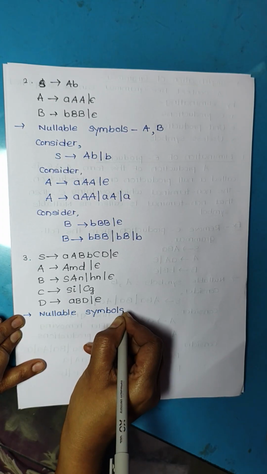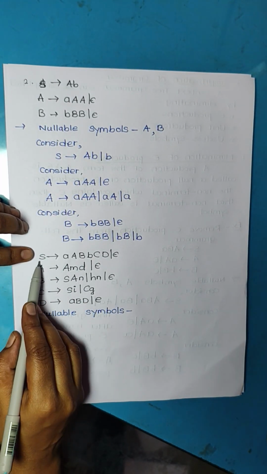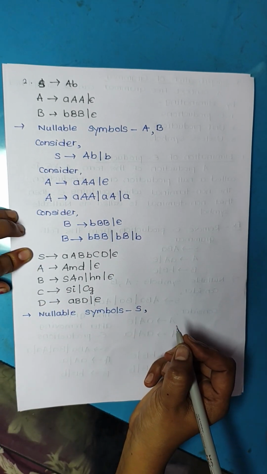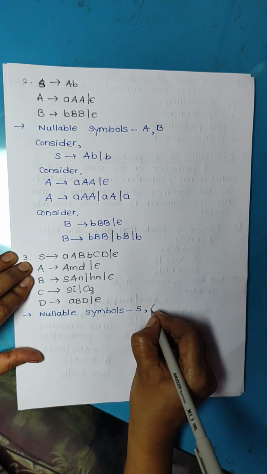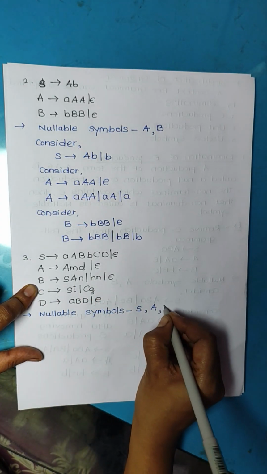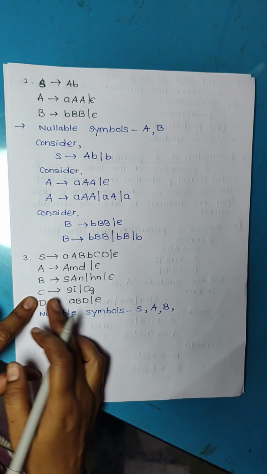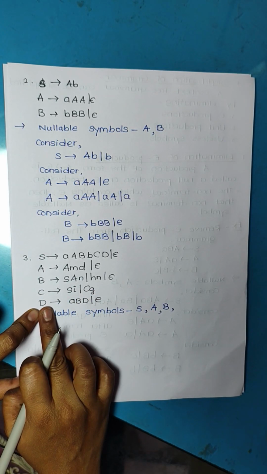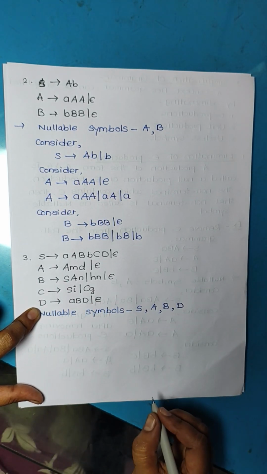Nullable symbols. Here, the starting non-terminal S contains epsilon, that's why S is a nullable symbol. Then non-terminal A contains epsilon, that's why A is also a nullable symbol. Non-terminal B contains epsilon, so B is also a nullable symbol. Then C cannot contain epsilon, that's why C is not a nullable symbol. Then non-terminal D contains epsilon, that's why D is also a nullable symbol.